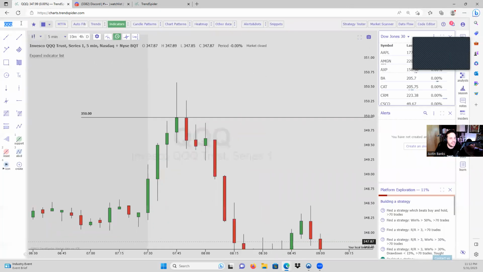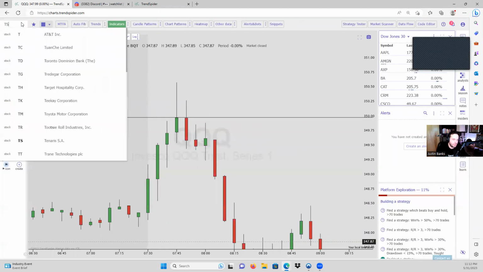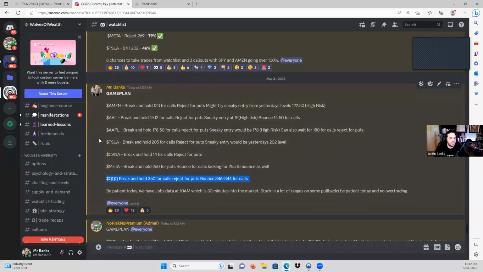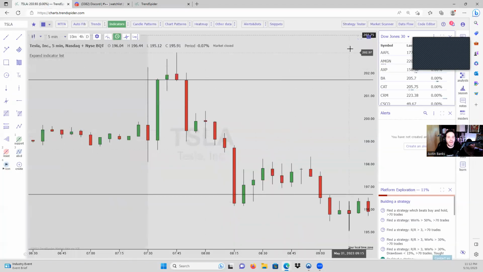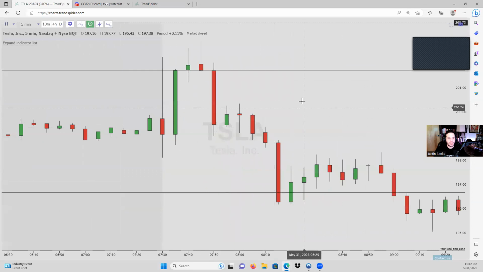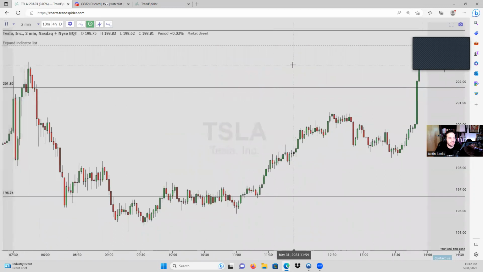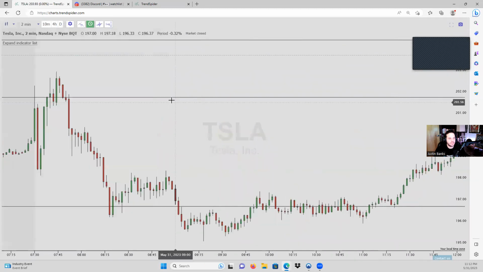Now let's go ahead and look at a break and hold below a level. So again, Tesla, right? 202 was our level. So how do we play a break and hold below a level? Well, again, it is very, very similar to a reject, right?